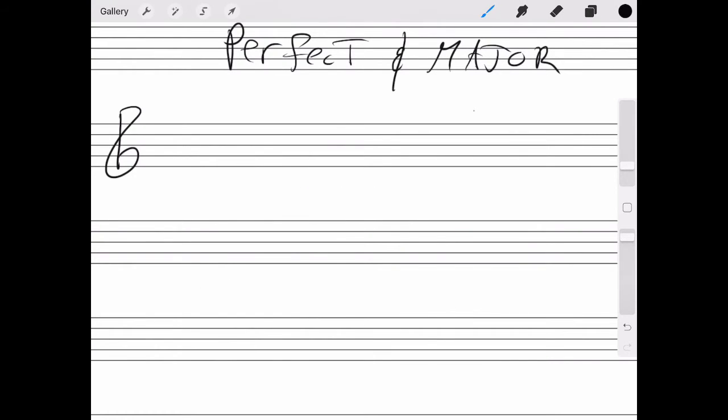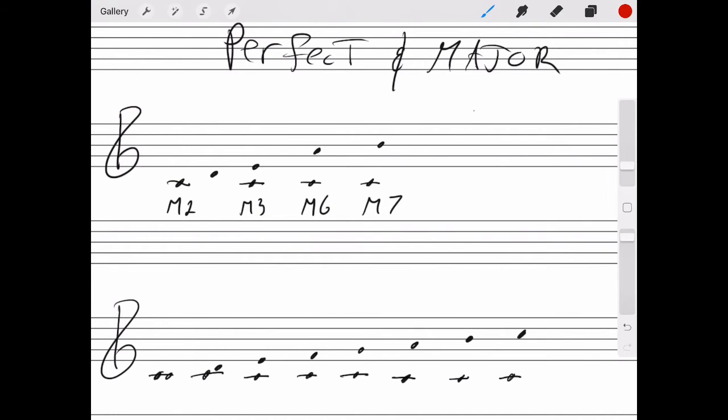All right, so we just took a look at perfect intervals. Now we're going to look at major intervals. And another 4 intervals here. So C to D is a major second. C to E is a major third. C to A is a major sixth. And C to B is going to be a major seventh. So let's take a look at these major intervals and perfect intervals, how they relate to a major scale.